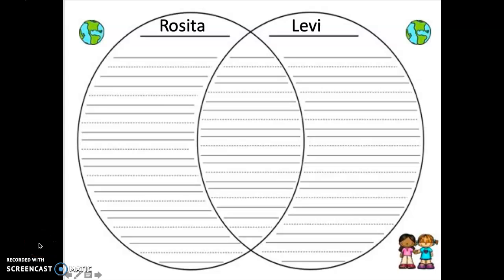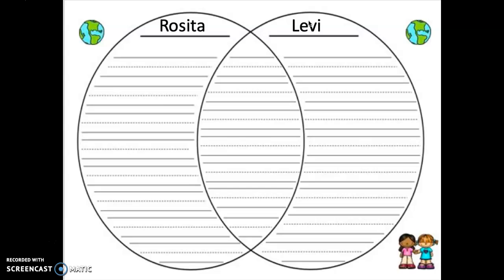Okay, for this activity, boys and girls, you're going to turn to page 7 in your handbook, the yellow pages in your binder. So it's the very last page, and you'll see this Venn diagram. The labels, however, are not written for you at the top. So up at the top, you're going to write Rosita and Levi, because those are the two characters in the book that we're going to be comparing.